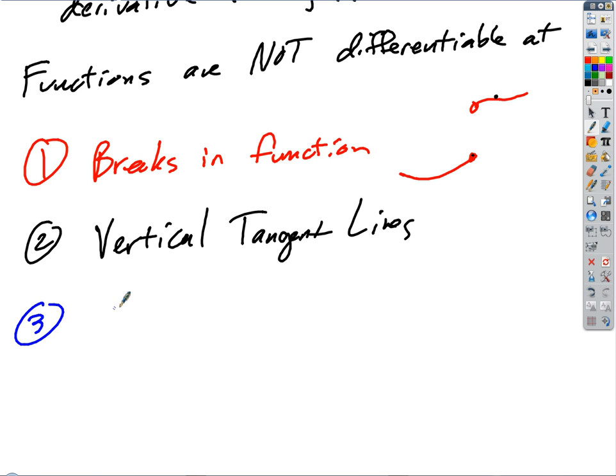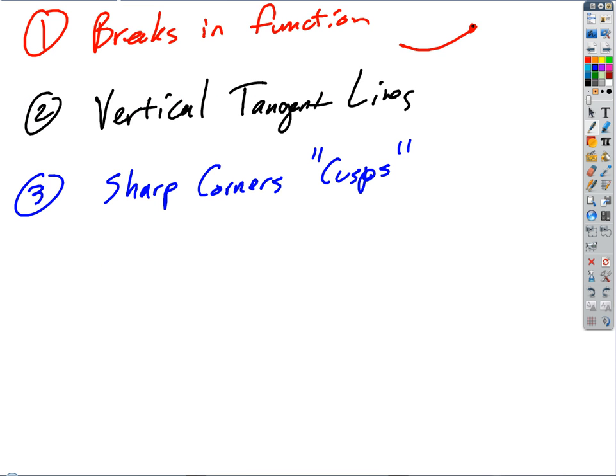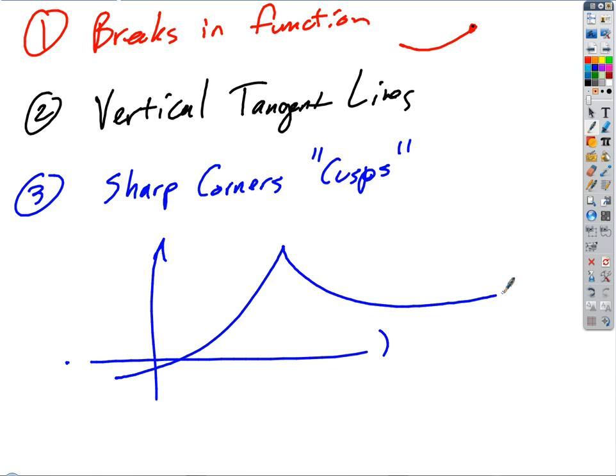Okay, here's the one that maybe is a little strange. Sharp corners, which we call cusps. Sharp corners are places where derivatives aren't defined. And once again, we'll talk more about that soon, but I can give you just a real brief explanation of that right now. We have something like that.